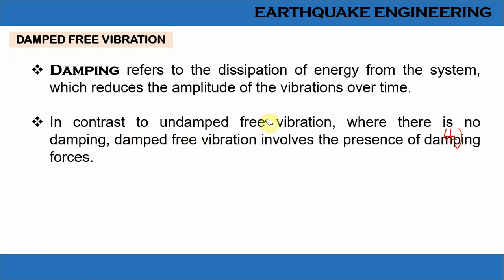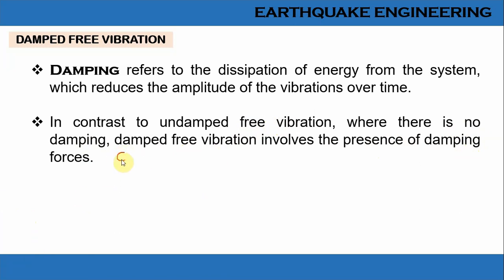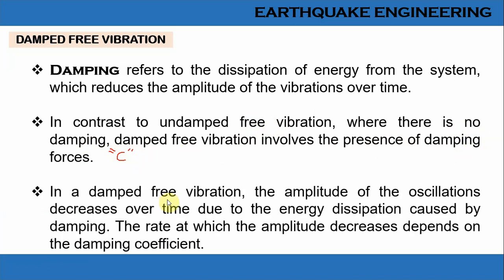Now, in contrast to undamped free vibration, where there is no damping, damped free vibration involves the presence of damping forces. That's your letter C, or your structural damping. In a damped free vibration, the amplitude of the oscillations decreases over time. So the oscillations will decrease due to energy dissipation, because of your C, your structural damping. The rate at which the amplitude decreases depends on the damping coefficient, C.